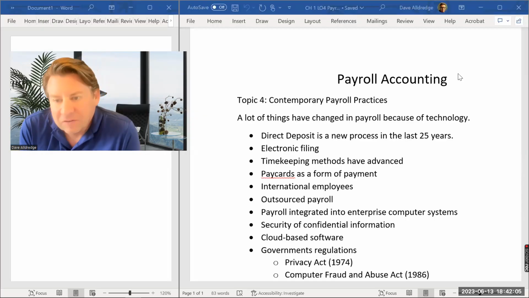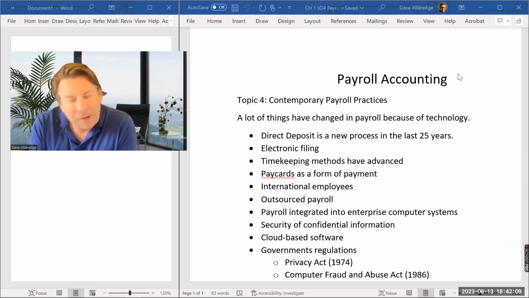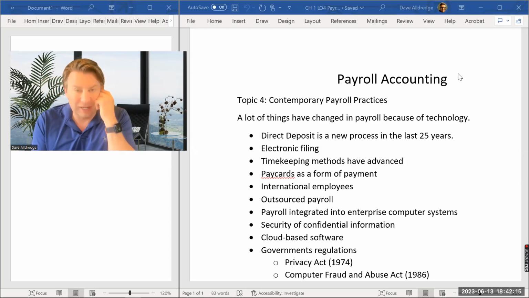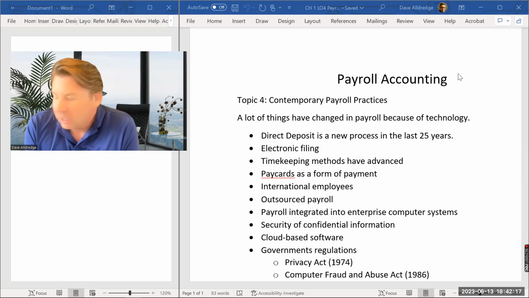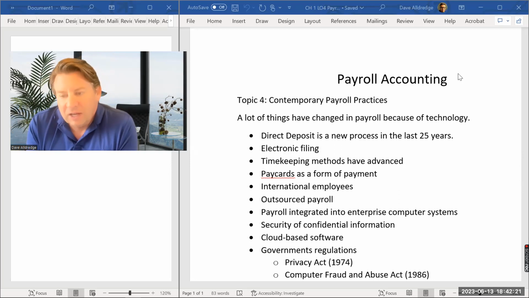Hi, this is payroll accounting topic four, contemporary payroll practices. So a lot of things have changed in payroll because of technology. Let's go through a few of these.